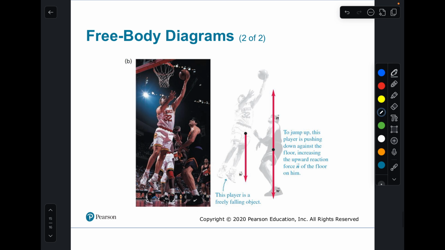What about these two basketball players? One's in the air, one's touching the ground. Well, they're both going to have the weight vector, right? They're both going to feel the force of gravity no matter where they are, on the ground or flying. However, the only person that feels the normal force is the one in contact with the floor, because the normal force is the floor pushing up on that person.